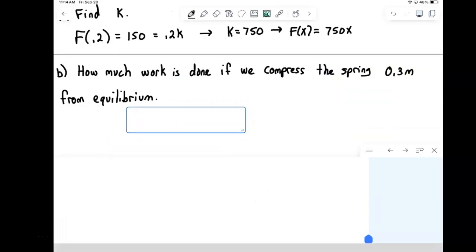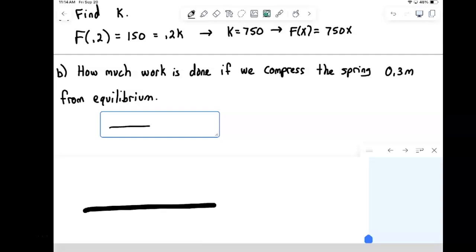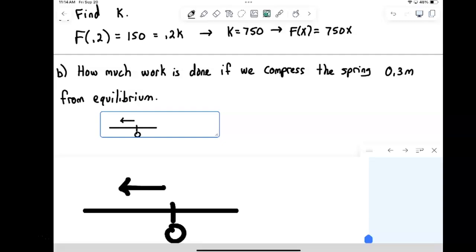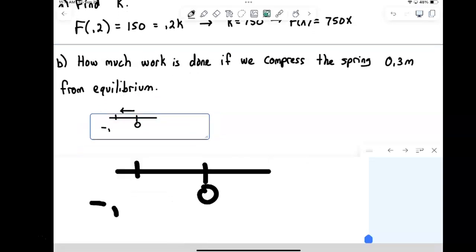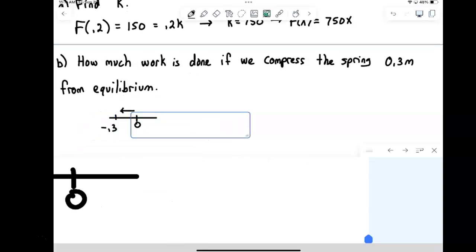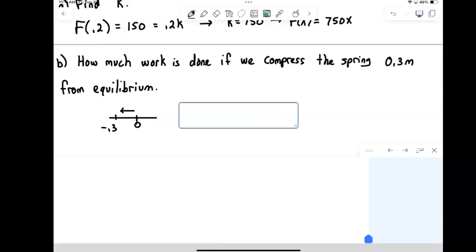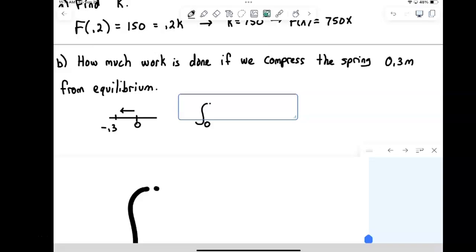So what we're doing is we're taking it from its standard state and we're making it 0.3 meters smaller. We're taking the tip and pushing it back 0.3 meters. So in other words, we're starting at 0 and pushing it backwards to make it smaller. So our limits of integration here will be between 0 and negative 0.3.